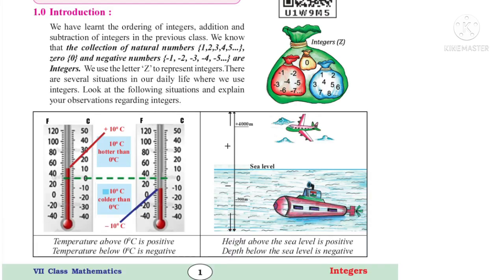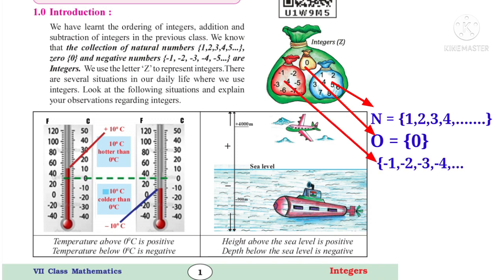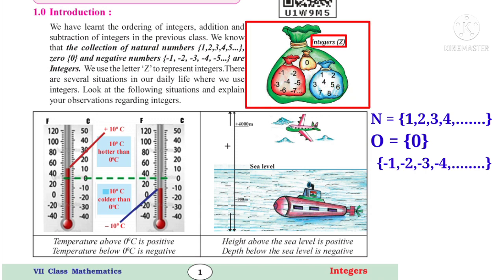Last year, in 6th class, we learned the ordering of integers, that is, writing integers in ascending and descending orders, and addition and subtraction of integers. And we also learned the collection of three types of numbers. One, natural numbers, N equals 1, 2, 3, 4 and so on, that is, positive numbers. Another, 0. And another, negative numbers: -1, -2, -3, -4 and so on. These three types of collection of numbers are called integers.